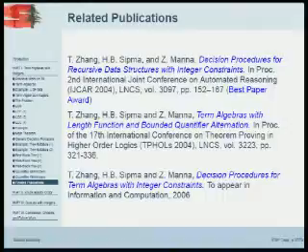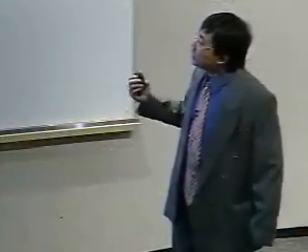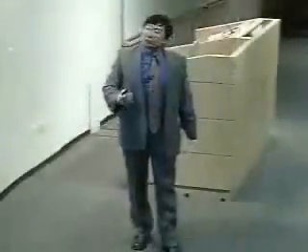So here are the related publications. We have decision procedures for recursive data structures with integer constraints. This is the original paper published in CADE 2004 and won the best paper award. We have this quantifier elimination in this paper in TPHOLs 2004, and the combined journal version is going to appear in Information and Computation.